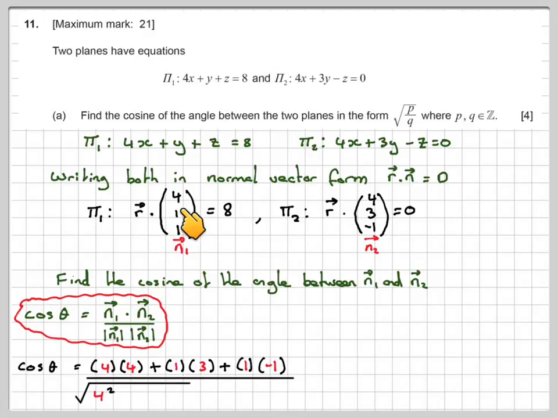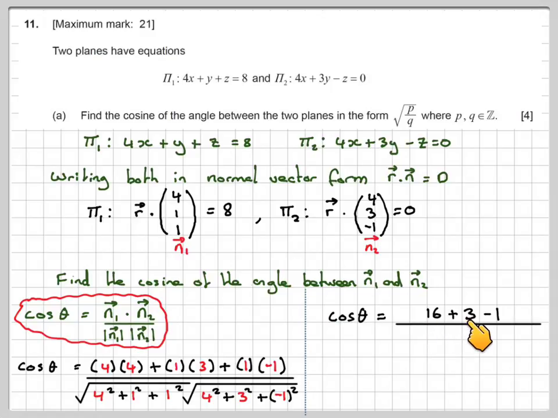Divided by the magnitude of this one, that's 4 squared plus 1 squared plus 1 squared, and then 4 squared plus 3 squared plus (-1) squared. So cos theta is going to be 16 plus 3 minus 1, divided by the square root of 16 plus 1 plus 1, which is root 18, and the square root of 16 plus 9 plus 1, which is root 26. 16 plus 3 minus 1 gives me 18, and we get 18 divided by root 18 times root 26.